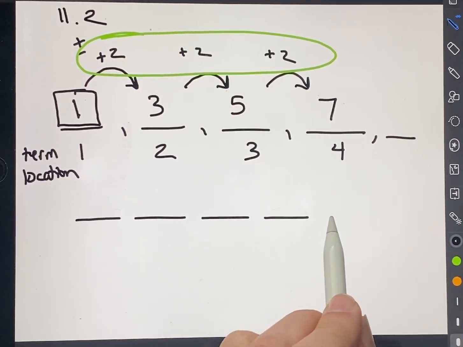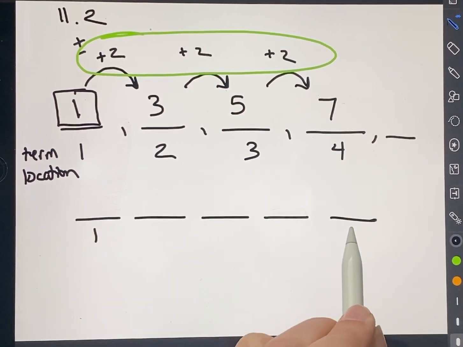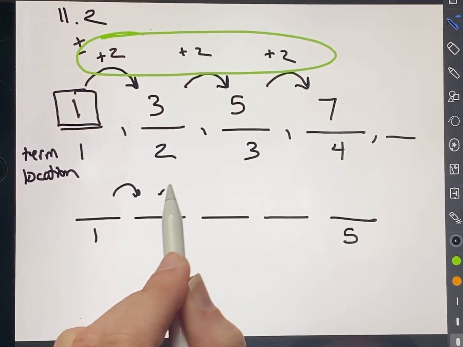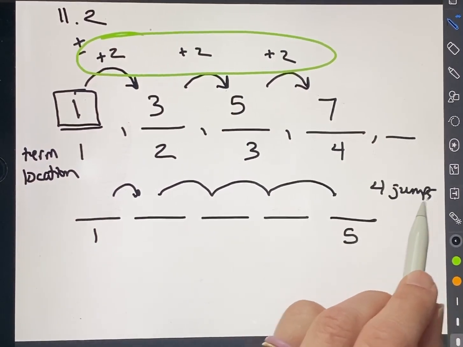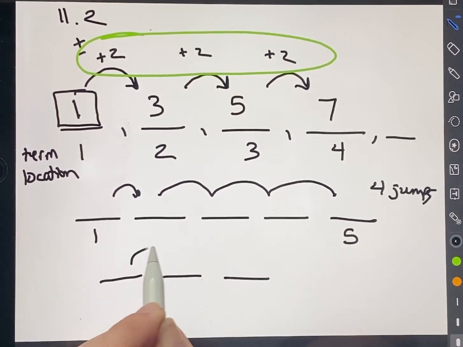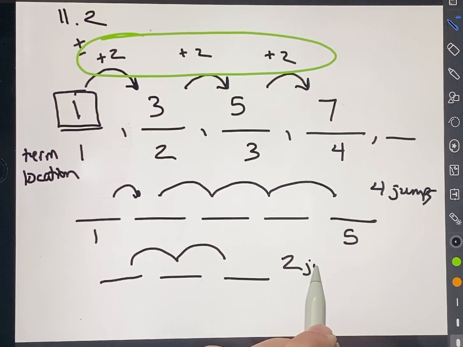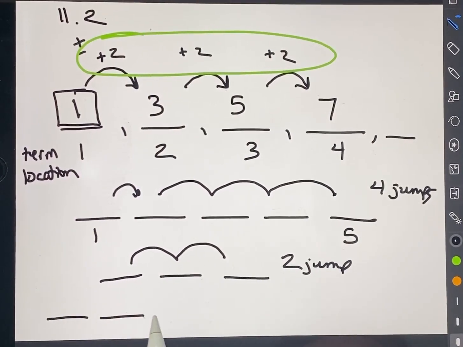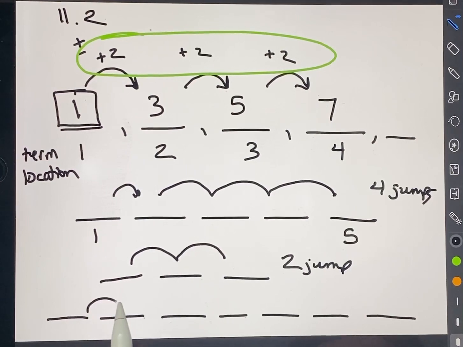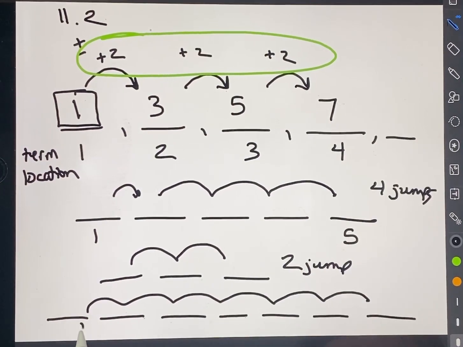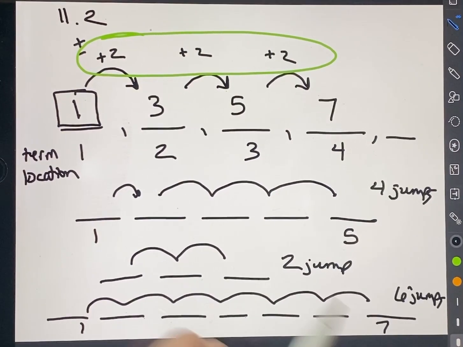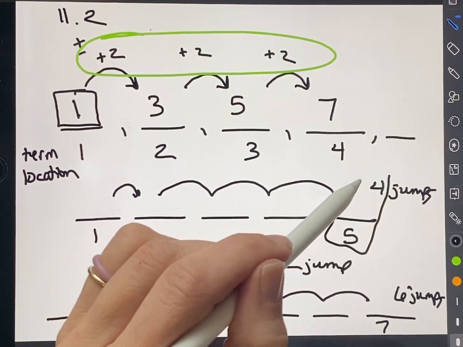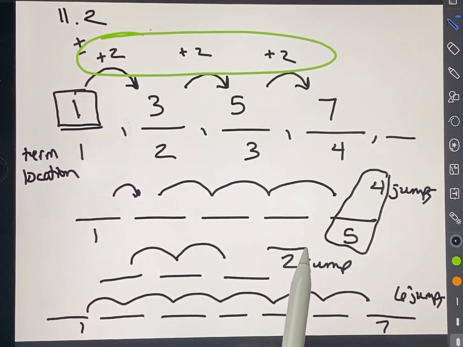So then the important thing to know is, how many jumps are we actually making? Let's see what we have in common. If I go from 1 to 5, I make 1, 2, 3, 4 jumps. If I go from 1 to 3, I make 2 jumps. If I were to go from 1 to 7, I would make 6 jumps. So I hope what you're noticing is that we always have 1 less jumps than the actual number that we have.